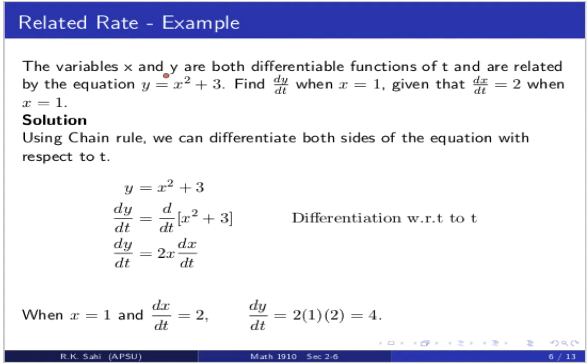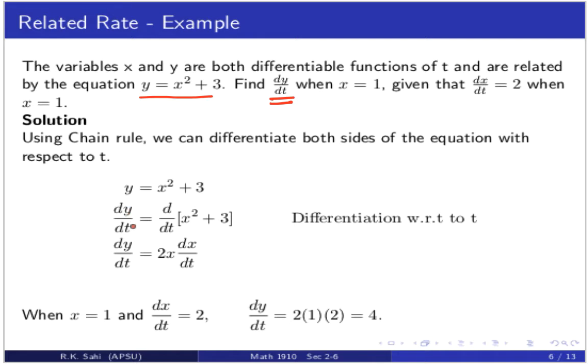It says the variables x and y are both differentiable functions of t, and there is a relationship between x and y, which is given by y equals x squared plus 3. We are asked to find dy by dt when x is 1, given that dx over dt is 2 when x is 1. So we want to find dy by dt. That means we're going to find the differential of x squared plus 3, and the differential is with respect to t.